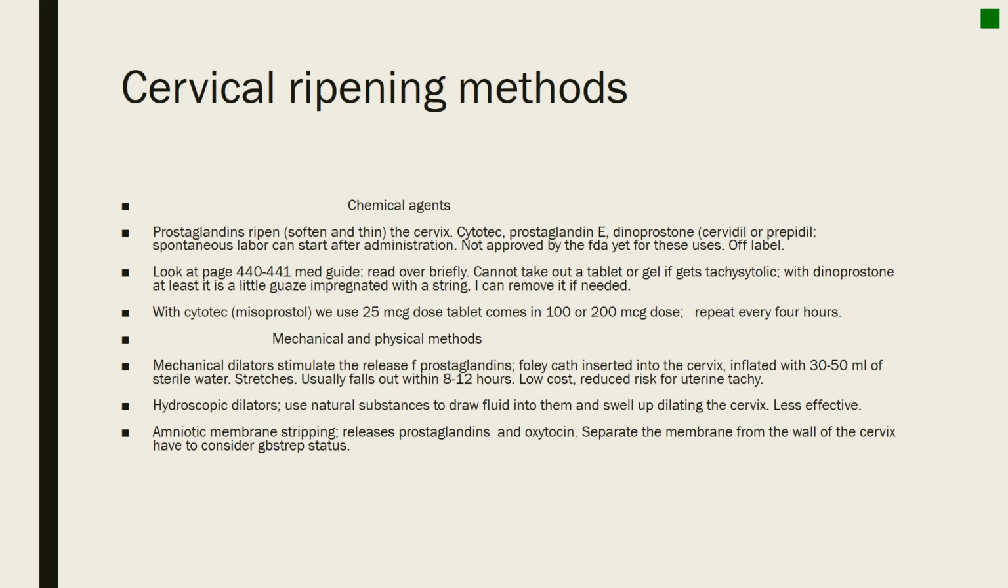What I don't like about a tablet or a gel is I can't remove it if the uterus has tachysystole, you know, it gets too tacky and it's too often and the contractions get too intense. I can't just remove that. With dinoprostone, it's a little impregnated gauze with a string on it. I can take that out. With Cytotec, we use a tablet. They come in 100 or 200 microgram doses. We have to cut the pill up to 25 microgram dose and repeat every 4 hours.